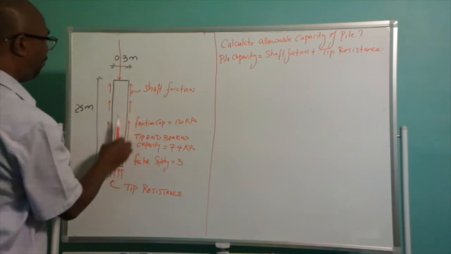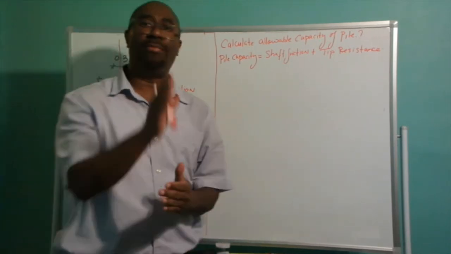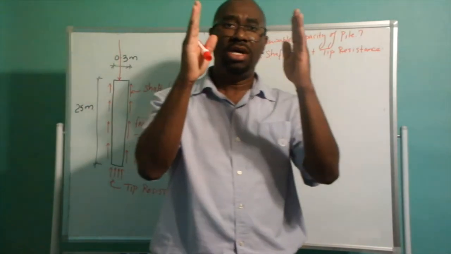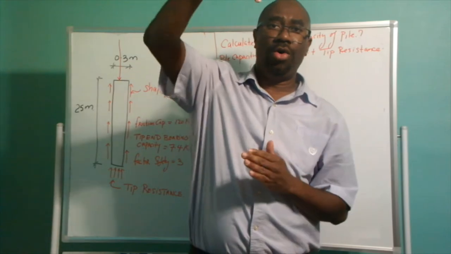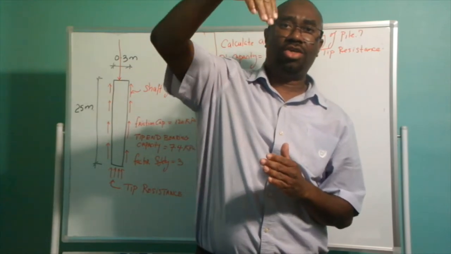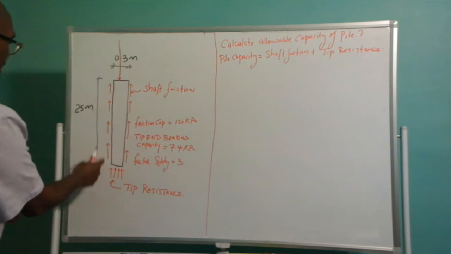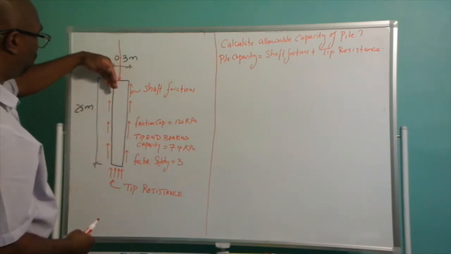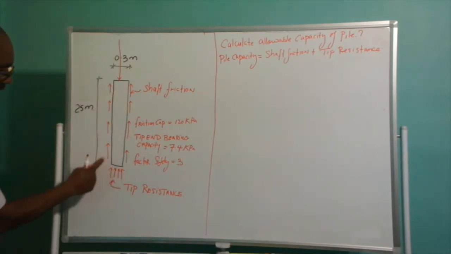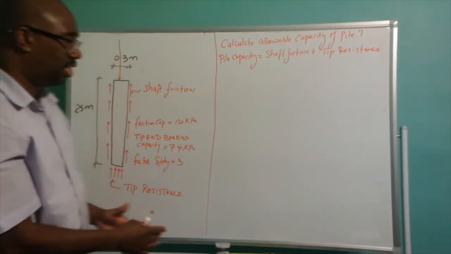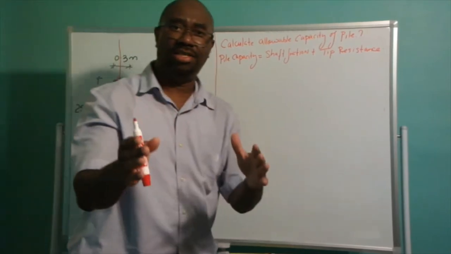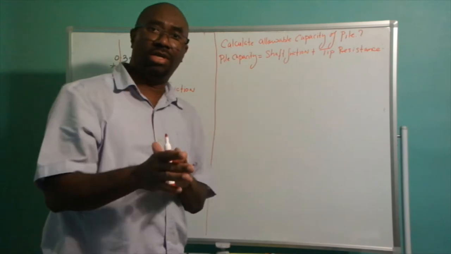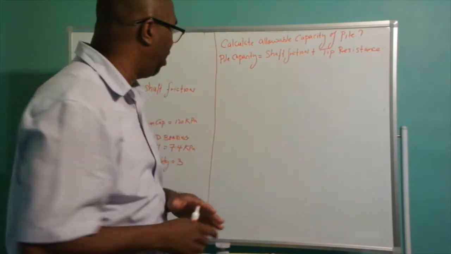So the frictional force is a force that is going to oppose the weight of the structure that is coming down. So the frictional force is going up and the load or the weight of the structure is going down. As you can see, these arrows are pointing upwards, and the load is pointing downwards. And of course, the tip resistance is the resistance that is acting against the weight of the pile, or the weight of the structure, or the load that is on the pile.